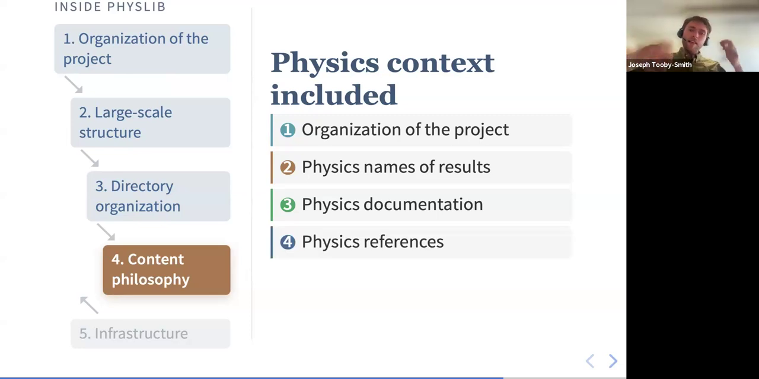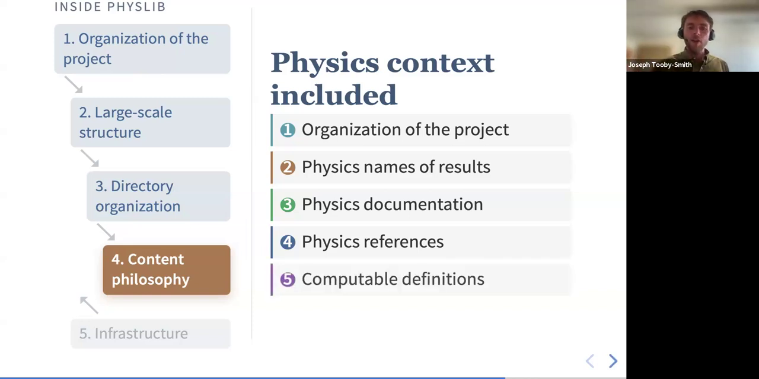The fourth thing is references to the physics literature. We can't include everything, so we reference results to the physics literature. Hopefully one day, if there's a result in Physlib, somebody will reference it from their paper to show that yes, this is true and has been verified to be correct. Cool. The fifth thing, which I won't say a lot about, is computable definitions: aiming where possible to have definitions that you can actually use to write code. Not everyone wants that, and it's not always possible, but where possible, we try to do that.